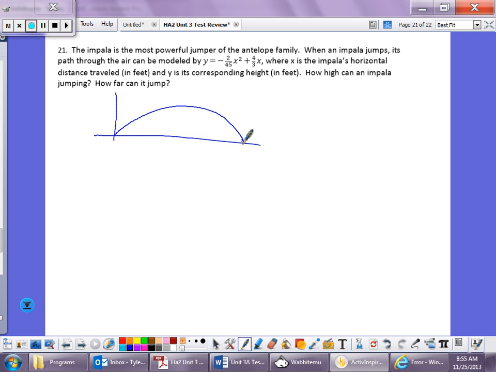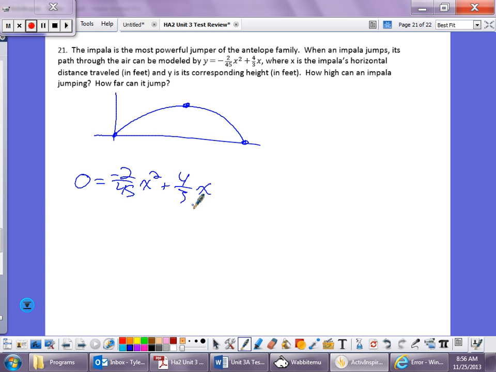All right, where is it going to jump its highest? In the middle, at its vertex. And how can you tell how far it can jump? What do you need to look for? Right, your zeros. So the zeros are probably the easiest thing to find first. We're just going to set this equation here equal to 0. So you get 0 equals negative 2/45 x squared plus 4/3 x.